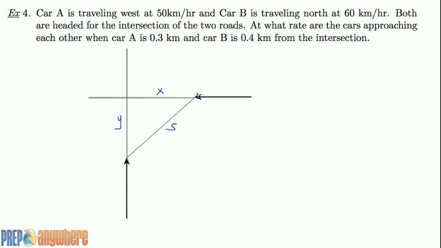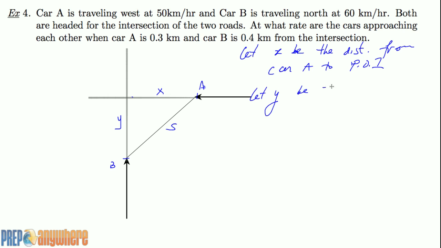So here's car A, car B. This is referring to distance from car A to the intersection point. So we have to just state that. Let X be, because it's not clear just because you label it what we mean by that, right? Let X be the distance from car A to the point of intersection. And same, let Y be the distance from car B to the intersection point.